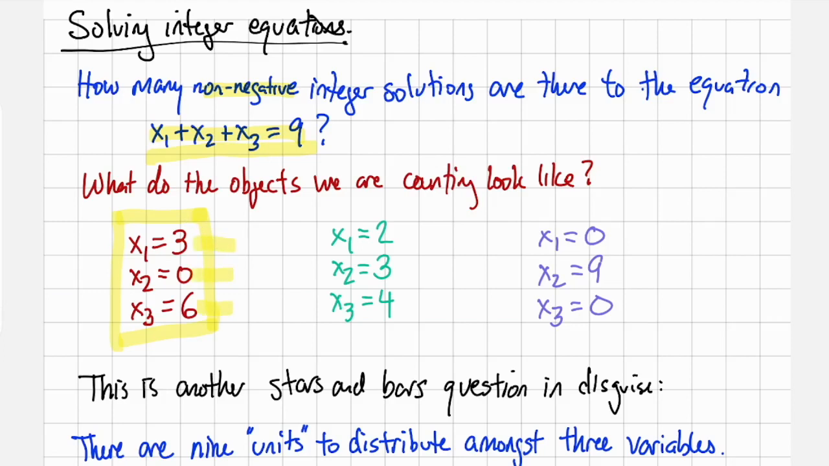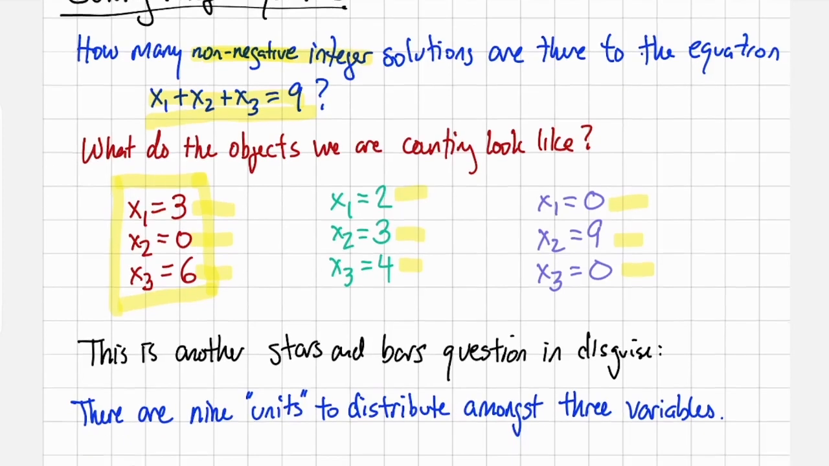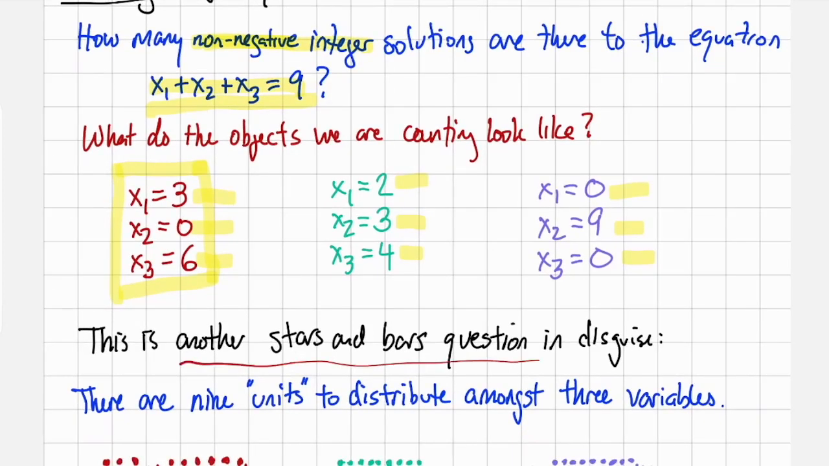That equals 9. 2 plus 3 plus 4. That equals 9. 0 plus 9 plus 0. That equals 9. All of the x1, x2, and x3 are non-negative integers, which means 0 is allowed, and the sum of those 3 numbers is 9. Now here's the secret to this question. This is another stars and bars question in disguise.